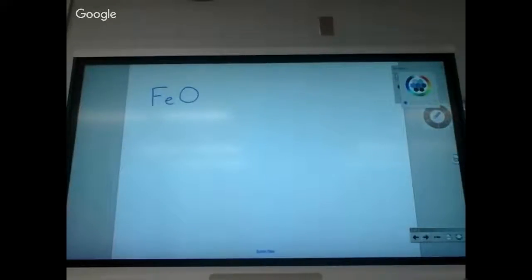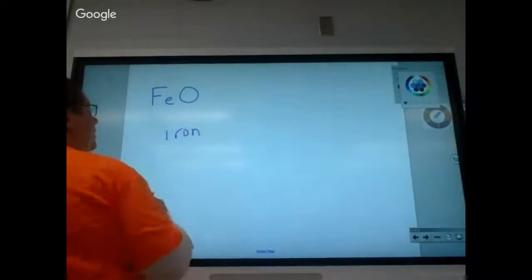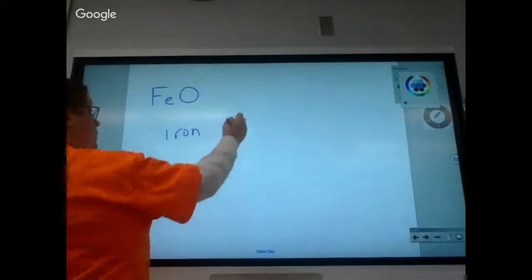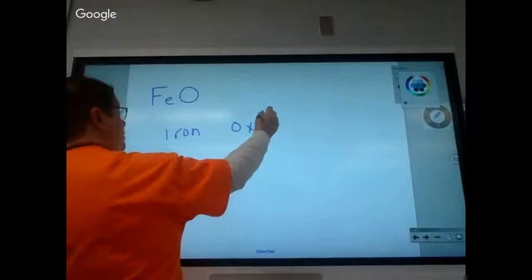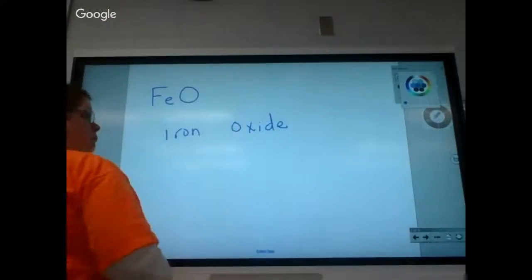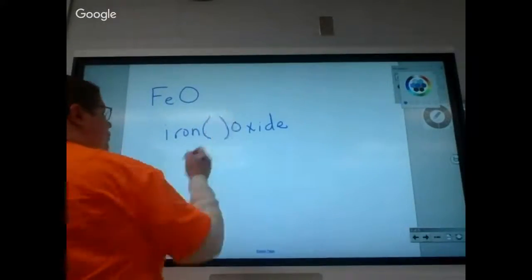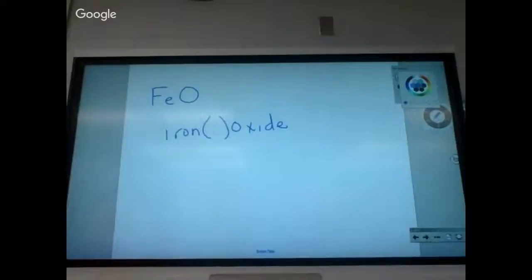All right, so when we write the name, this is an ionic one. Okay? So, how do you write the name? Okay, so iron. O is oxide. Does it need a Roman number? Are we in agreement that it does? Iron has more than one oxidation number, so yes, it needs a Roman number. Now, what Roman number does it need?